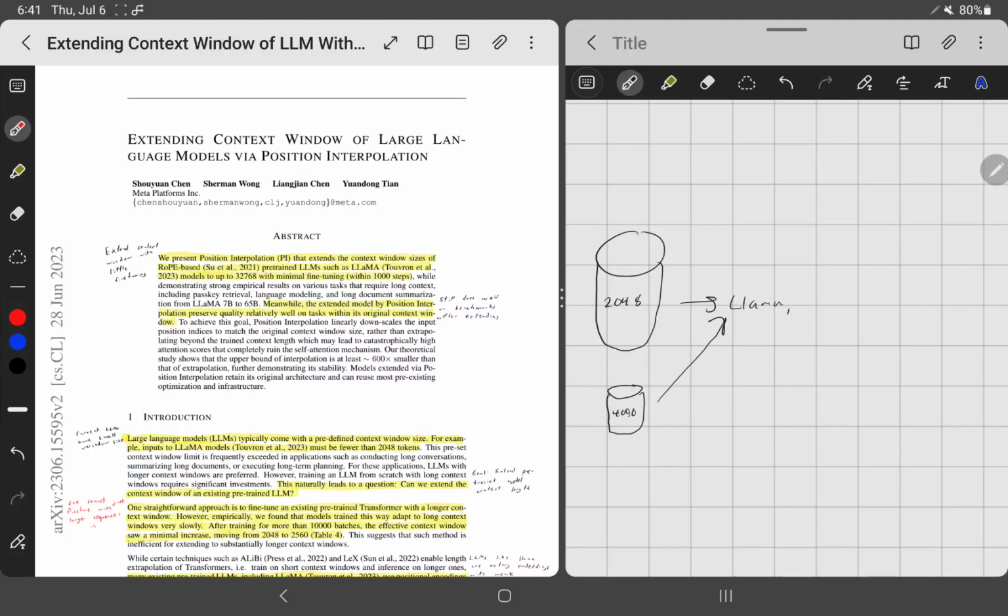I may test this out, and if I do, I'll put my results in the comments, since I'm playing around with the Falcon model right now. But yeah, that is this paper, extending context window of large language models via positional interpolation. I will see you later.